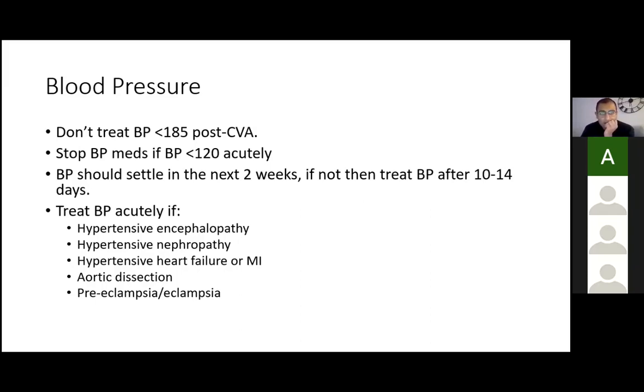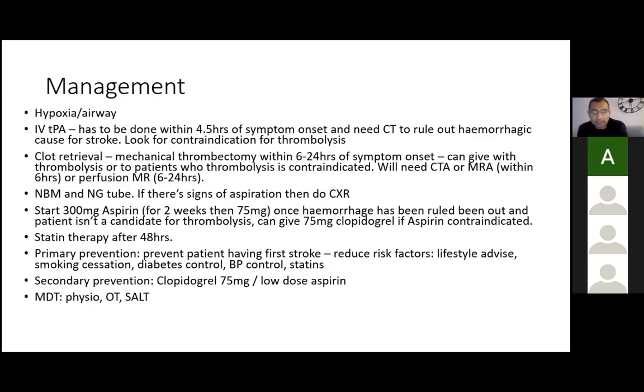Sorry, just to go back. Thrombolysis is within 4.5 hours of symptom onset. You can do thrombolysis once you've ruled out hemorrhagic stroke on the CT. Thrombectomy would be between 6 to 24 hours. Again, you'd want to do a CT angiogram or an MR angiogram or perfusion MR to see how much salvageable brain there is before you do a thrombectomy. You can do thrombolysis and then a thrombectomy, as far as I'm aware. But again, like I say, some hospitals don't offer thrombectomy services out of hours, but you can do thrombolysis out of hours.